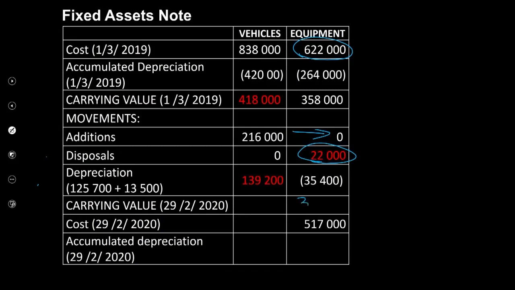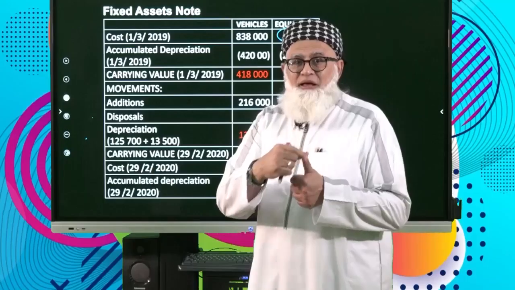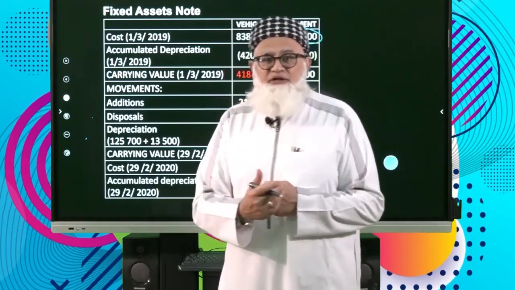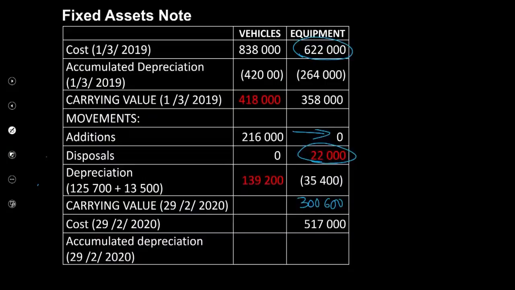So there's your 300,600. Once again, what did we do? We took our carrying value at the beginning of the year. There was no additions, so there's nothing to add. You subtracted the disposals at carrying value. Let's put this here so that you remember that the disposals at carrying value are very important for note number 3. So we subtracted our disposals at carrying value and we subtracted our depreciation, the total of 35,400, to give me a carrying value of 300,600.